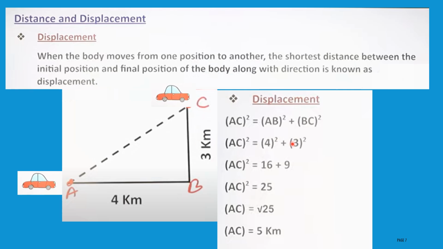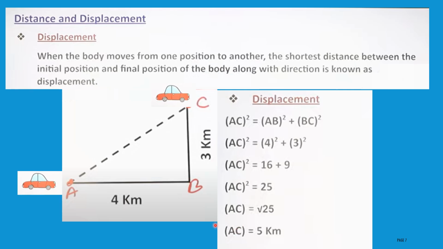BC is 3. Therefore, BC square means 3 square. Then AC square will be equal to 4 square, means 16. 3 square means 9. 16 plus 9 will be 25. Therefore, AC whole square will be 25. We want only the AC. AC will be the square root of 25.